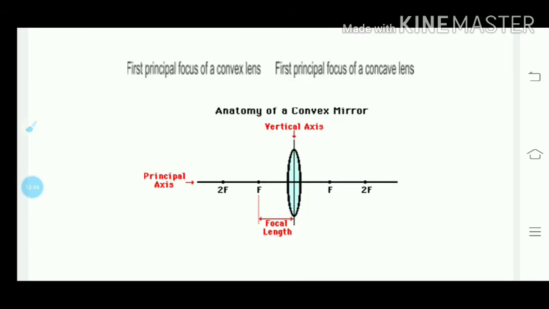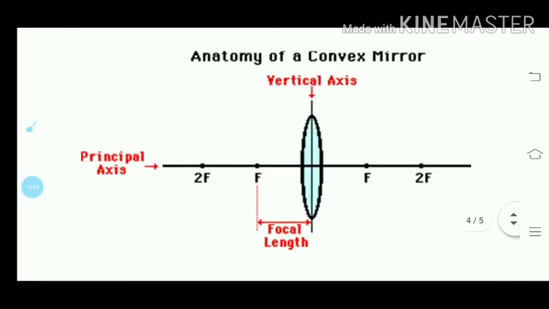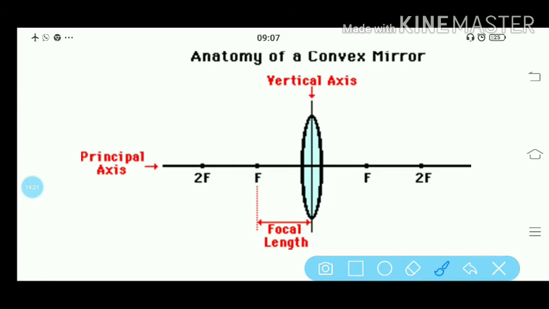Second focal point. For a convex lens, the second focal point is the point f2 on the principal axis of the lens, such that the ray of light incident parallel to the principal axis after refraction from the lens passes through it. And for a concave lens, the second focal point is the point f2 on the principal axis of the lens, such that the ray of light incident parallel to the principal axis after refraction from the lens appears to be diverging from this point. This is our first focus point and the second focus point on the principal axis.